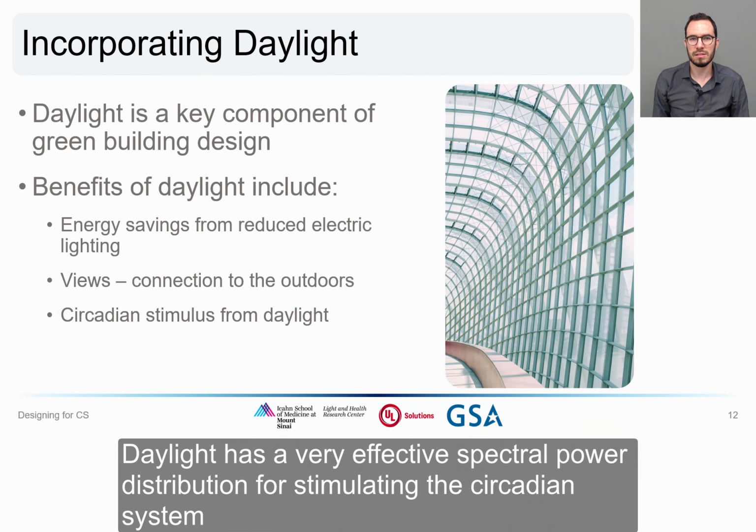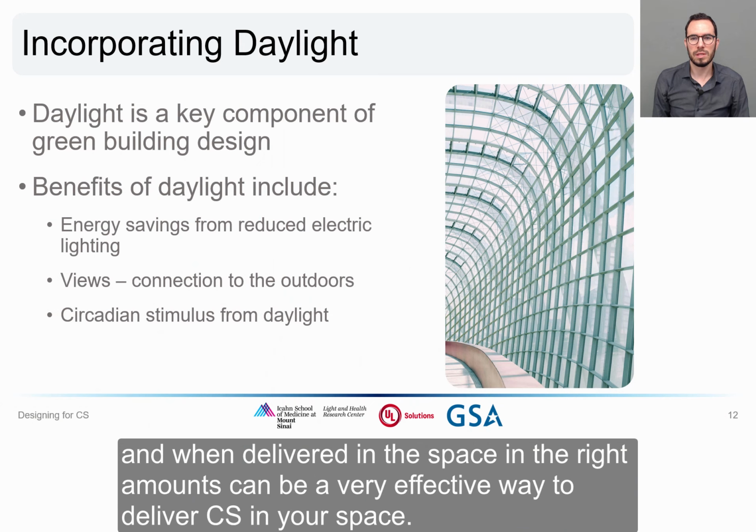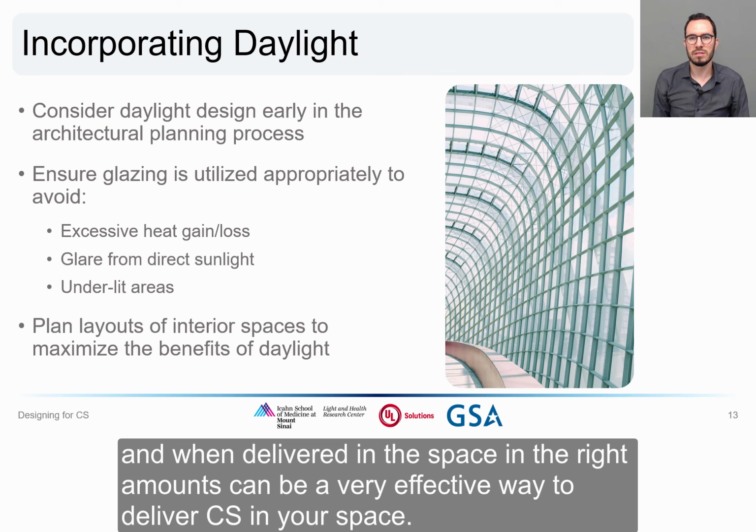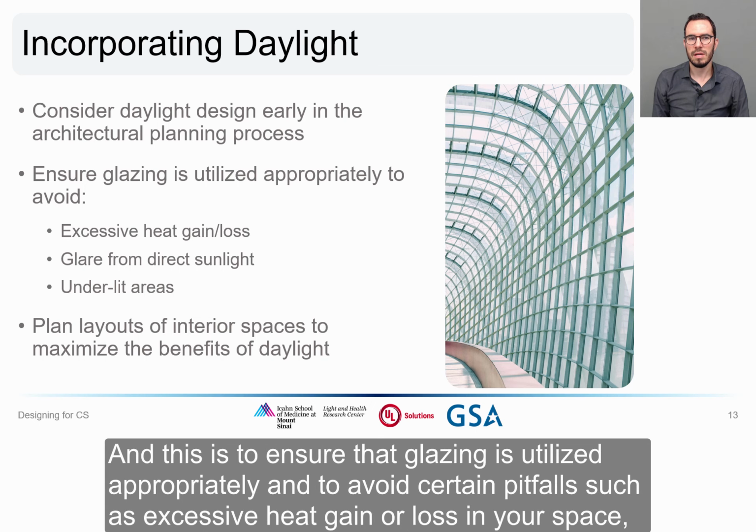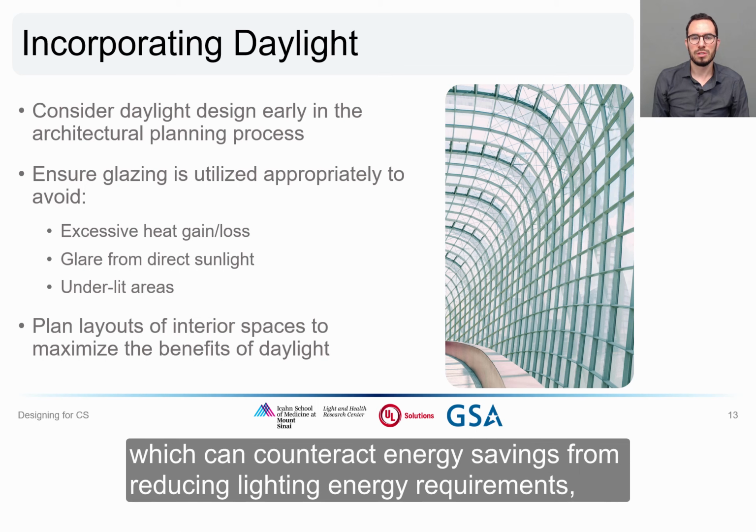Daylight has a very effective spectral power distribution for stimulating the circadian system, and when delivered into the space in the right amounts can be a very effective way to deliver CS in your space. So it's very important to consider daylight design very early on in the architectural planning and design process. This is to ensure that glazing is utilized appropriately and to avoid certain pitfalls, such as excessive heat gain or loss in your space, which can counteract energy savings from reducing lighting energy requirements.